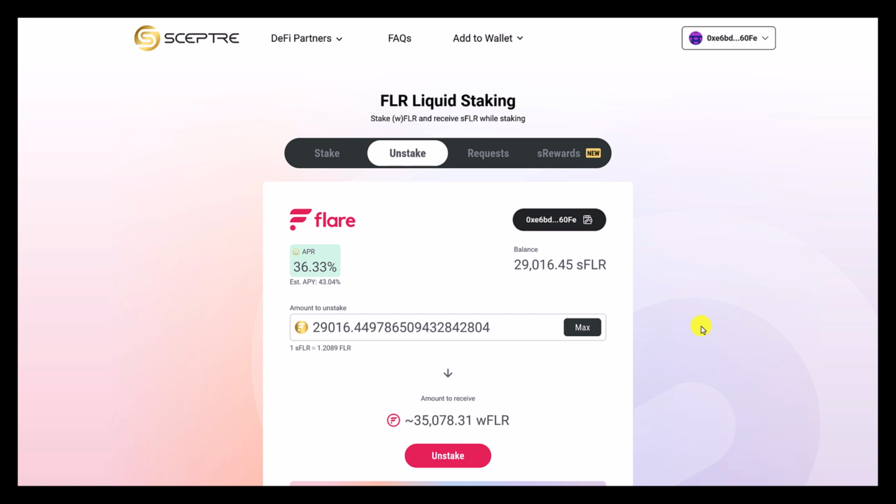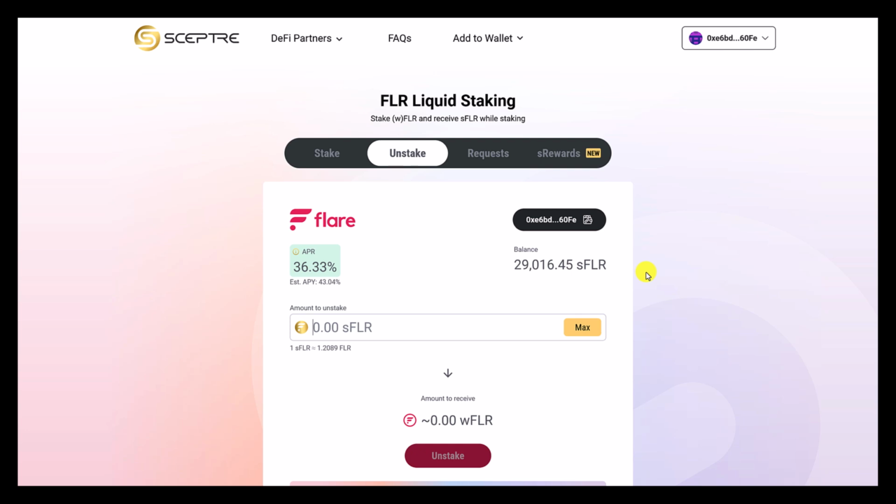What I do like to point out, so pay close attention at this moment: if you put the sFLR to work on another protocol, let's say you have them in Kinetic or you have them in a pool somewhere, they will not show in your wallet. I am using Bifrost, so I know I've written down how much I have staked, so I know the exact amount. Always make sure that the sFLR are back in your wallet first.